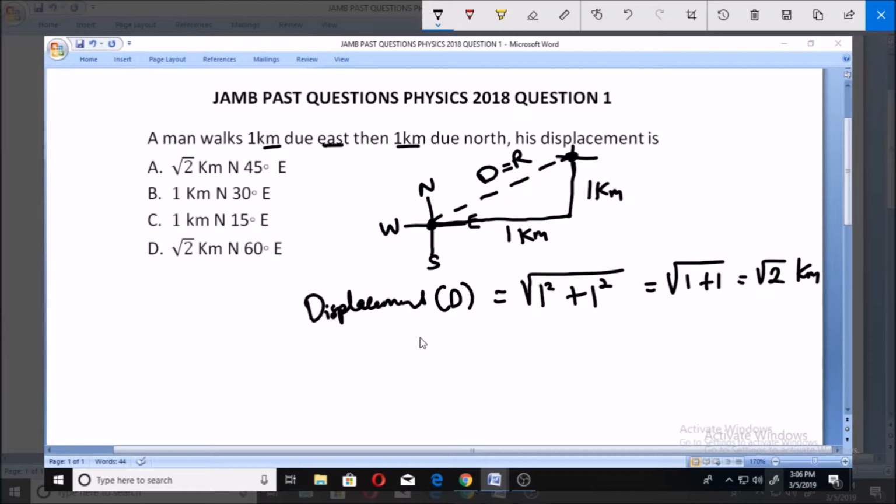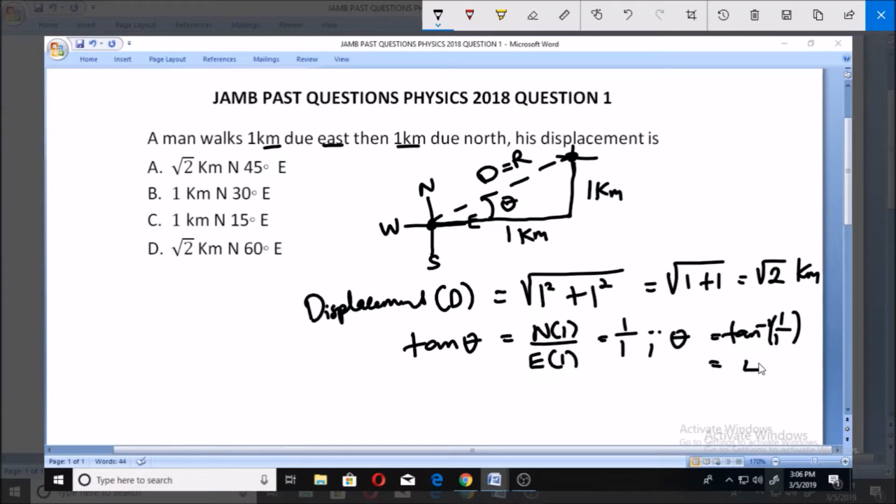But whenever you're talking about displacement, you need to check both the distance and the direction. So the direction here we can find using tan theta, and tan theta, if you have here as the theta, the tan of this is simply this over this. So the direction to the north, which we know is 1, all over the direction to the east, which we also know is 1. So you have 1 over 1. And if you want to make theta the subject of the formula, theta alone will now be equal to inverse tan of 1 over 1. And the inverse tan of 1 over 1 is what? 45 degrees.